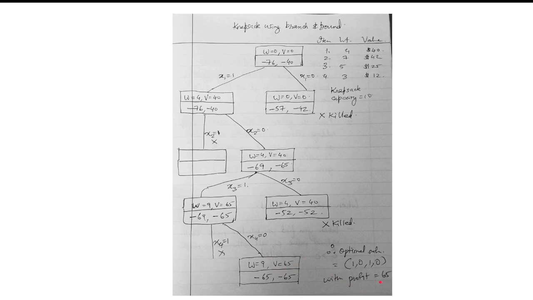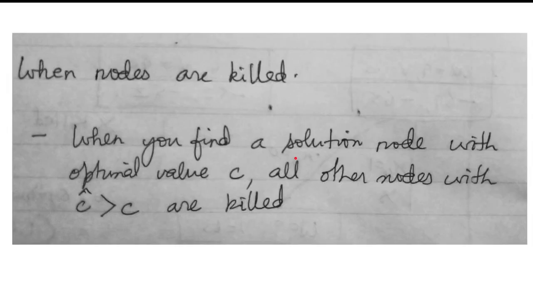Okay, this is how branch and bound for the 0-1 knapsack problem works. And when are nodes killed? When you find a solution node with optimal value C, all other nodes with C cap greater than C are killed. Okay, so you found a solution node with some optimal value, and then when you do that, all other nodes with C cap greater than C, you can just kill them.